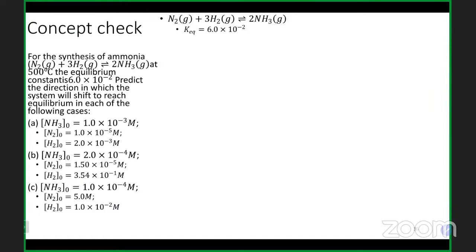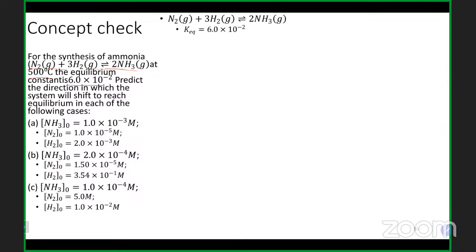So for the synthesis of ammonia, this is the most common way to produce ammonia. At equilibrium at 500 degrees centigrade, it's always important to talk about the temperature, the equilibrium constant, K equilibrium, is 6.0 times 10 raised to power minus 2. We do not include the units of the equilibrium constant.